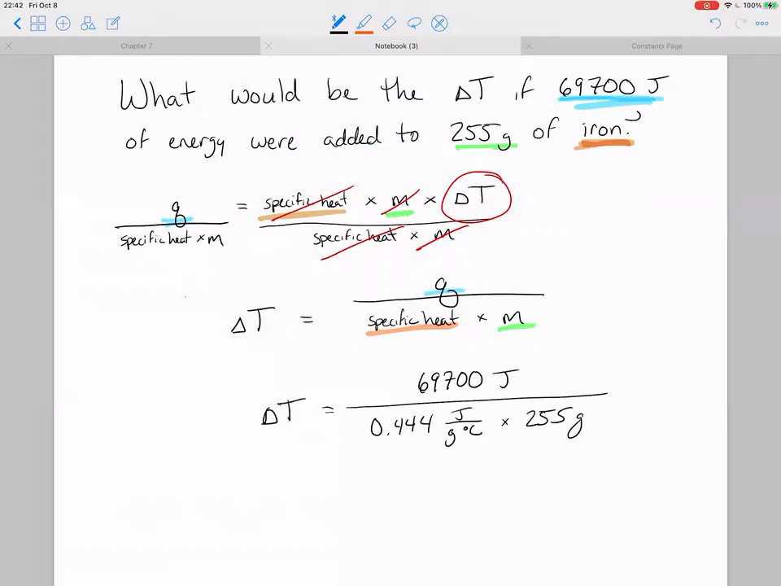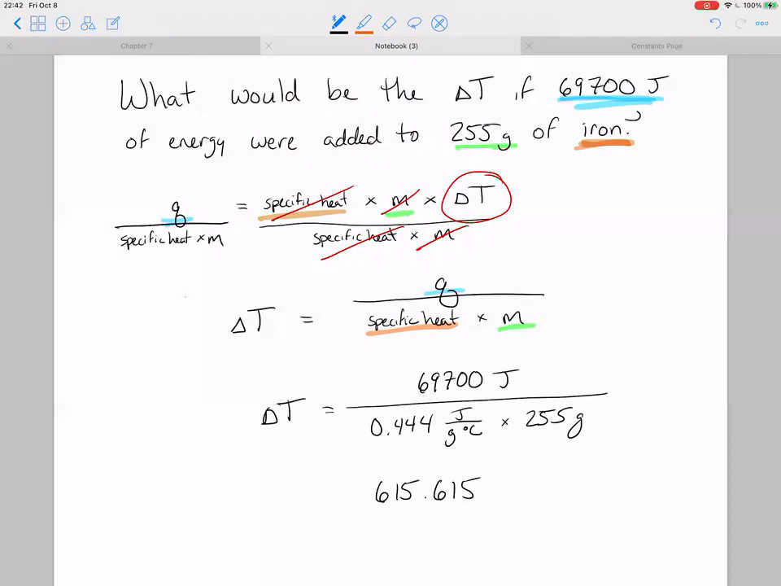That would tell me my delta T, right? So this will tell me how much temperature this 255 gram sample of iron is going to increase based on the input of 69,700 joules. So plug that into my calculator, see what comes out the other side. We get 615.615.